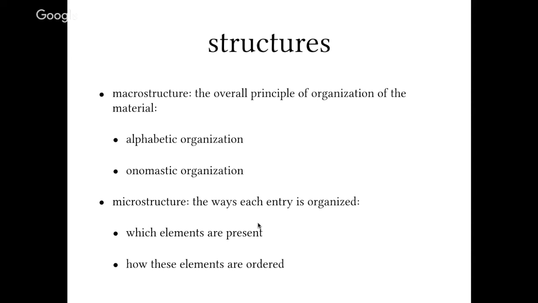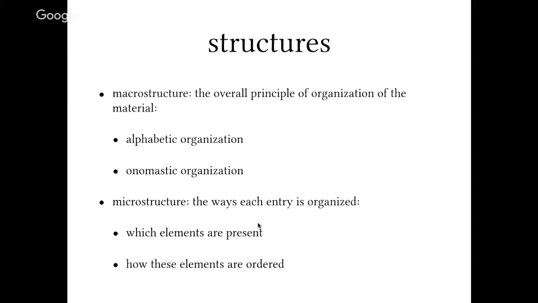The lowest level is the so-called microstructure. We are now in the level of each entry, and we study how its entry is organized. That means mainly which elements are present. For example, phonological information about a word, pragmatic information about a certain phrase, and so on. But also how these elements are ordered.